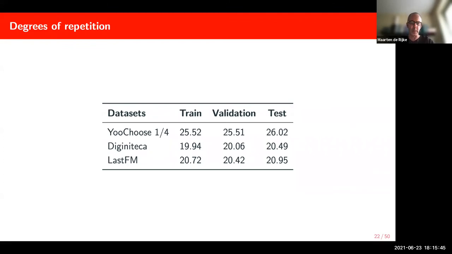And if you look at those splits, you'll see that in each of the splits between 20% and 25% of the items being consumed are items that have been consumed before. Okay, so that's a significant chunk.